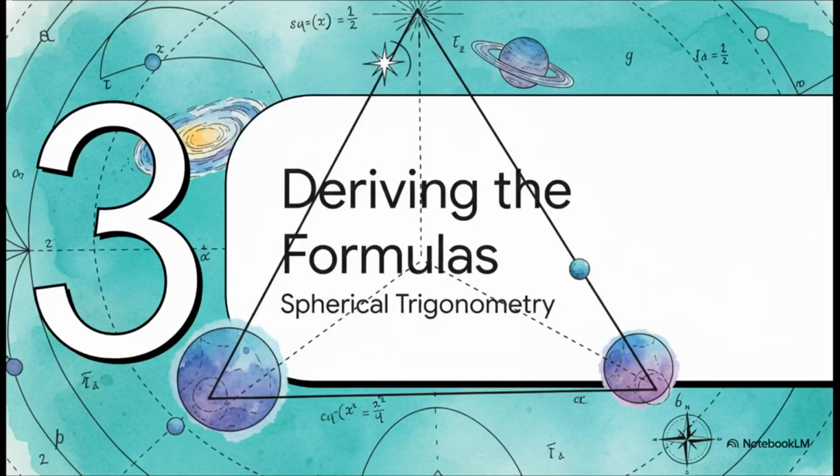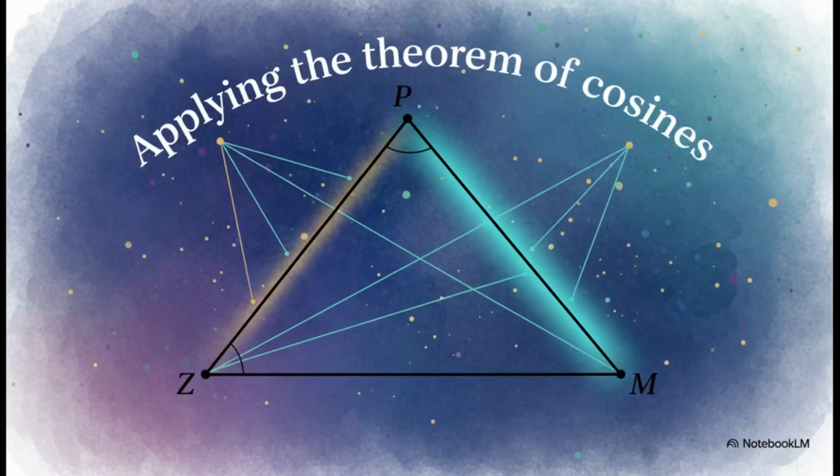So, with our parallactic triangle fully constructed in our minds, we're ready for the next step. We can now bring in the powerful machinery of spherical trigonometry to derive the actual formulas that connect all these pieces together. Let's first figure out how to find the altitude. To do that, we're going to focus on the side ZM, the zenith distance.